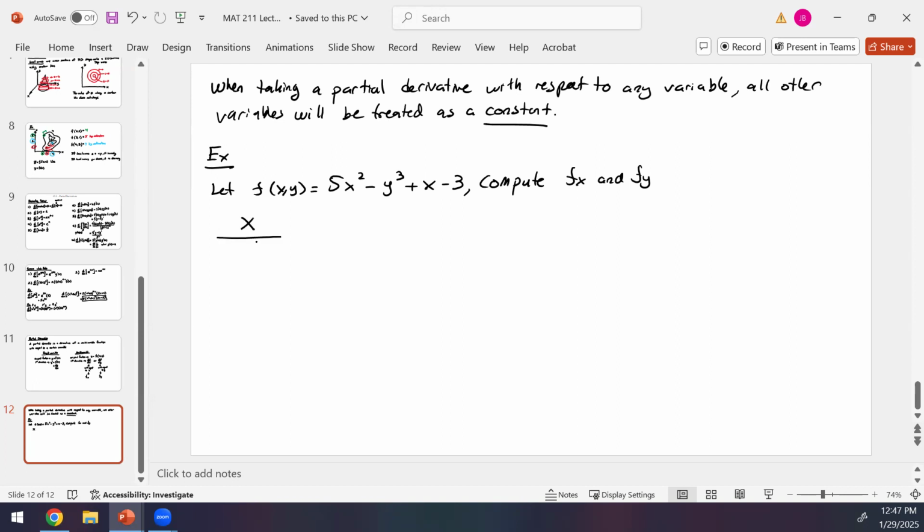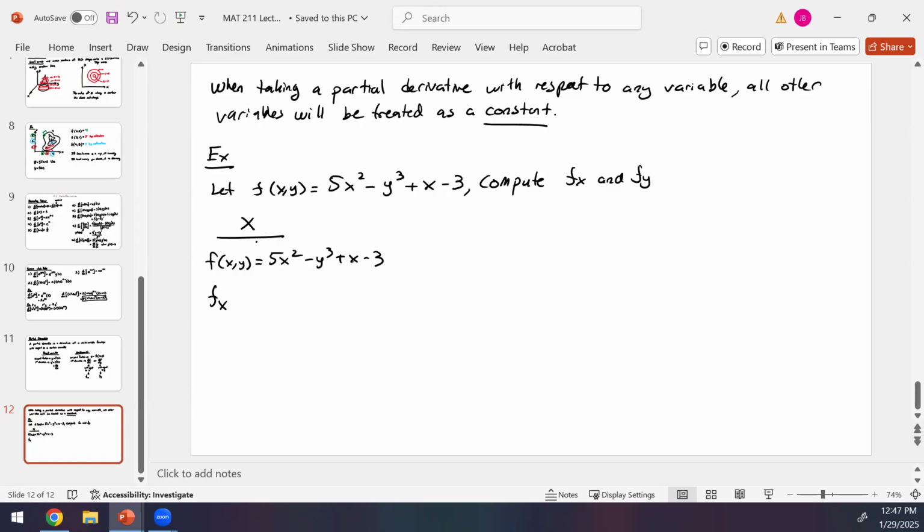We'll do x like that. I'm just rewriting it so that you can see how I'm doing it. x squared minus y cubed plus x minus 3. The derivative with respect to x: you don't actually have to write the parentheses when you do the subscript. It's not wrong or anything, people just get kind of lazy about it.